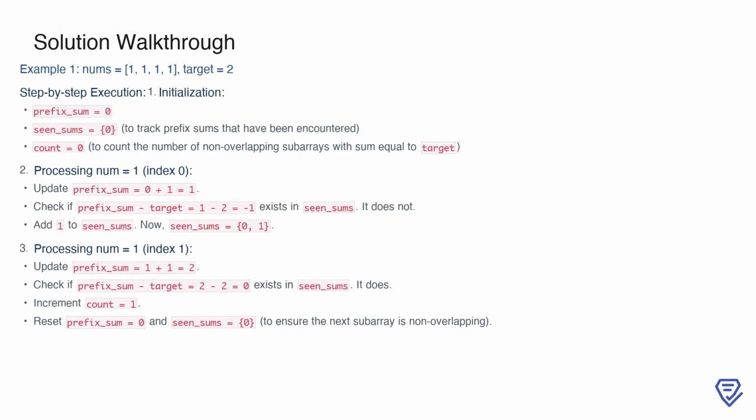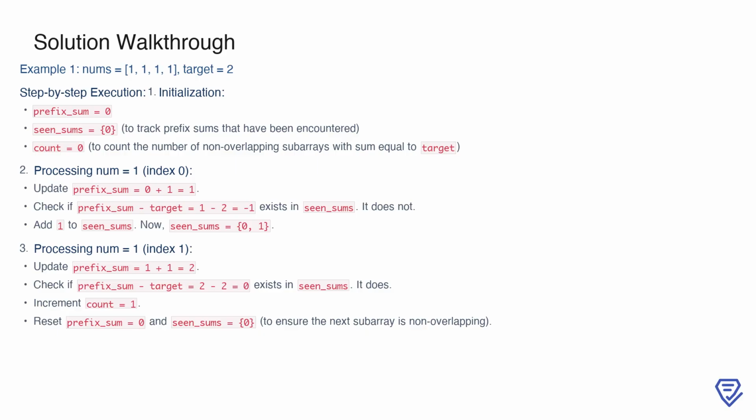To solve this problem, we start with an example where the input array is 1, 1, 1, 1, and the target sum is 2. First, we initialize three key variables. prefix_sum is set to 0 to keep track of the cumulative sum as we iterate through the array. seen_sums is initialized as a set containing only 0 to store all prefix sums encountered so far, and count is set to 0 to count the number of non-overlapping subarrays that meet the target sum.